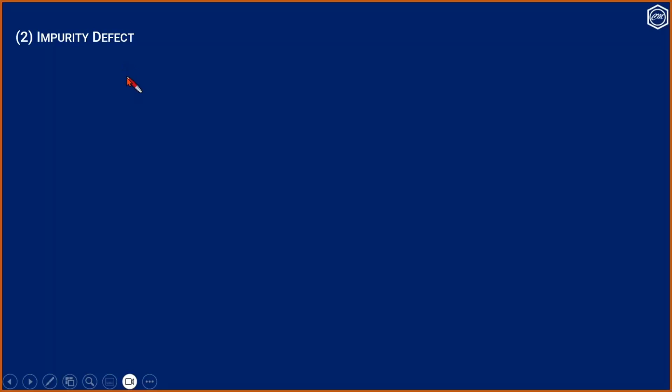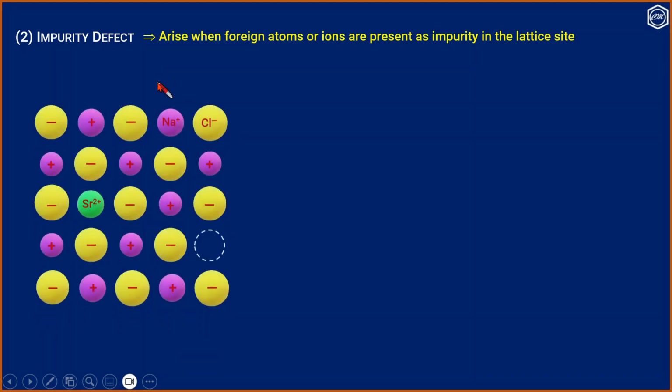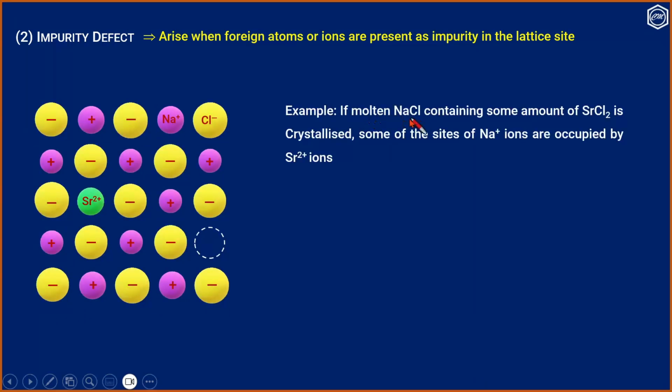The second category of defect is impurity defect. An impurity defect occurs when foreign atoms or ions are present as impurity in the lattice site. For example, if molten sodium chloride containing some amount of strontium chloride is crystallized, some of the sites of sodium ions are occupied by strontium ions.